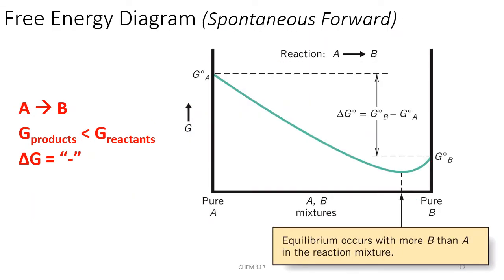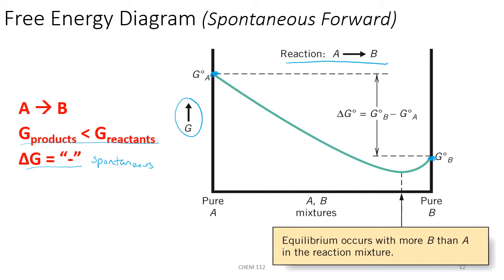Now let's compare the free energy diagram of a spontaneous reaction. We'll keep it simple. We have the reaction of A going to B. If we check out the Gibbs free energy of our reactant A, we can see that A has a much higher free energy than product B. So this is a situation where the free energy of the products is less than the free energy of the reactants. So if we were to calculate delta G, we would end up getting a negative value. That negative value tells us we had a spontaneous reaction as written.